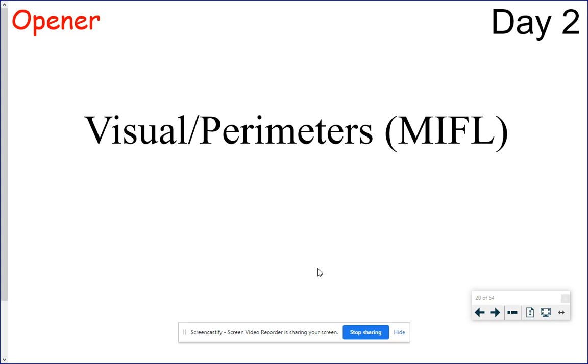Today's lesson is about finding the unknown side in a perimeter. You were sent this visual perimeters opener. If you will just work that out first and then watch this video, it'll say at the top of the paper visual perimeters.